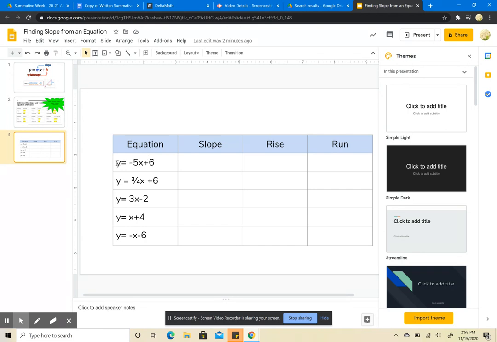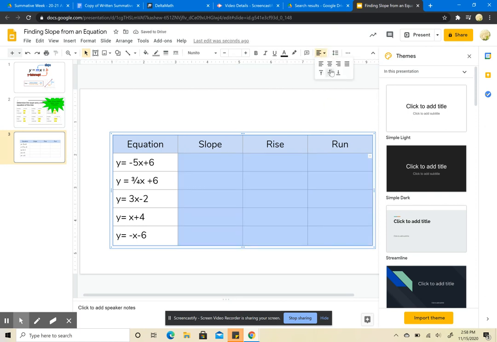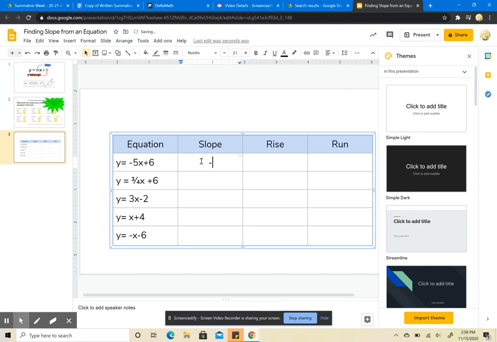So I'm going to find the slope, the rise, and the run of each of these equations. I'm also going to talk about which direction I'm running and why. For this first equation, whatever's being multiplied by x is always going to be our slope. So for the first equation, I know my slope is -5.